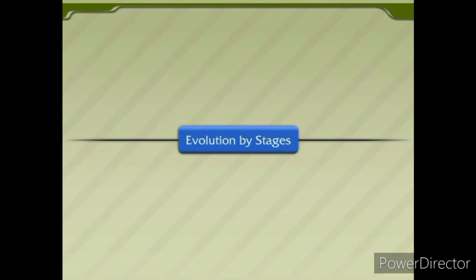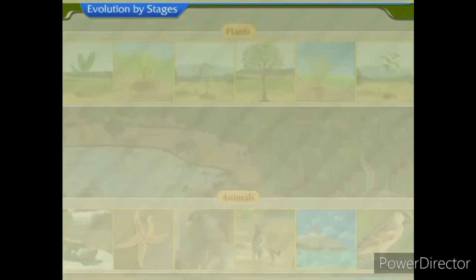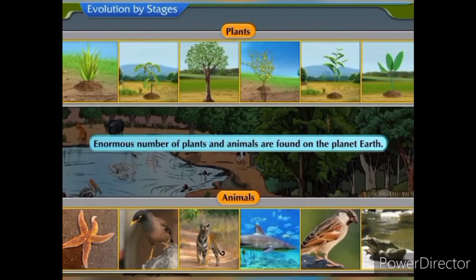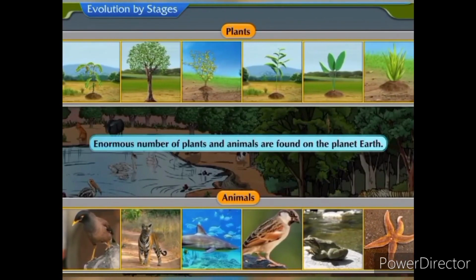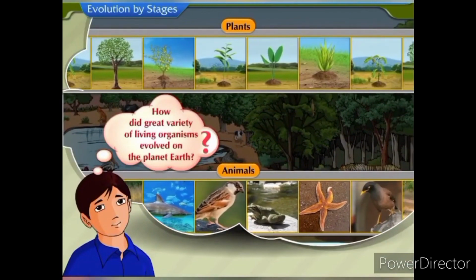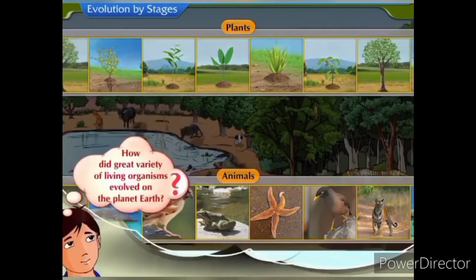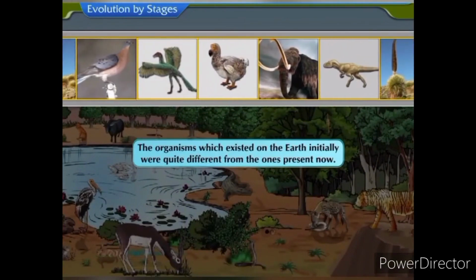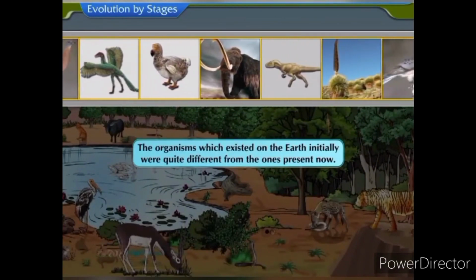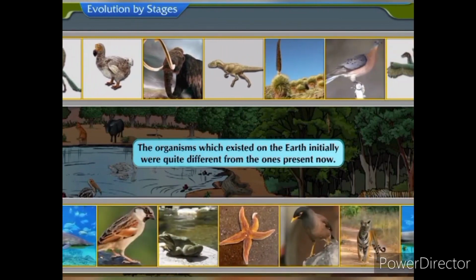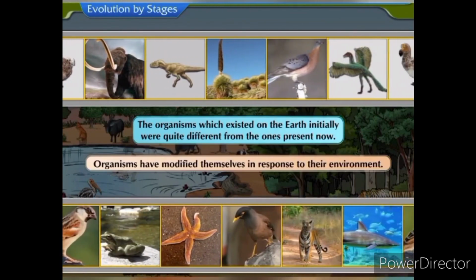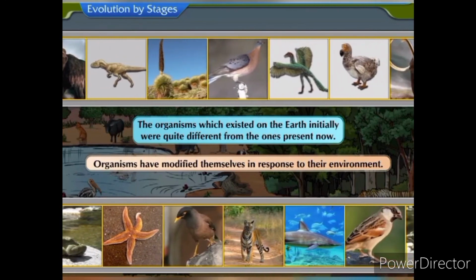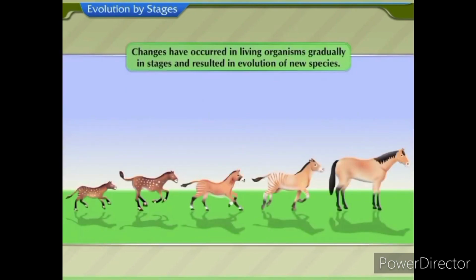Evolution by stages. There are an enormous number of plants and animals found on the planet Earth. How has this great variety of organisms evolved? Well, the organisms which existed on the Earth initially were quite different from the ones present now. They have modified themselves in response to their environment. These changes have occurred gradually in stages and have resulted in the evolution of new species.